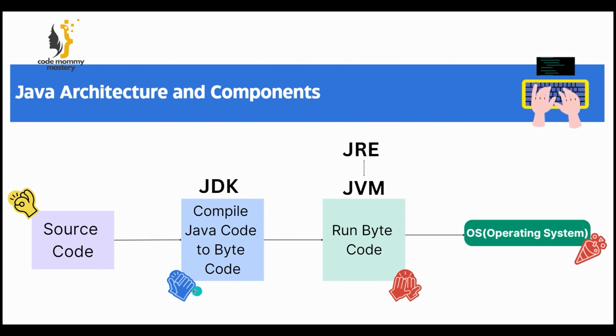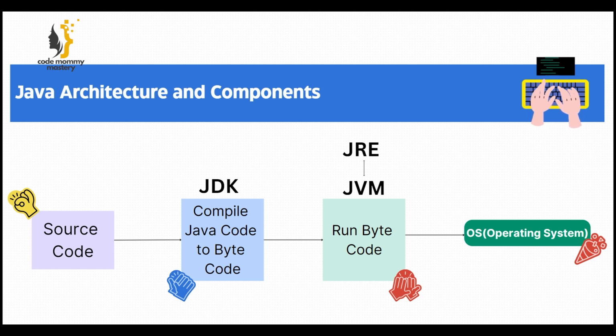The Java Development Kit is the next level in the hierarchy. It is a software development kit that provides tools and utilities for developing Java applications. The JDK includes a compiler to translate your source code into bytecode, as well as other tools for debugging, documentation generation, and more. The JDK, in turn, includes the Java Runtime Environment.